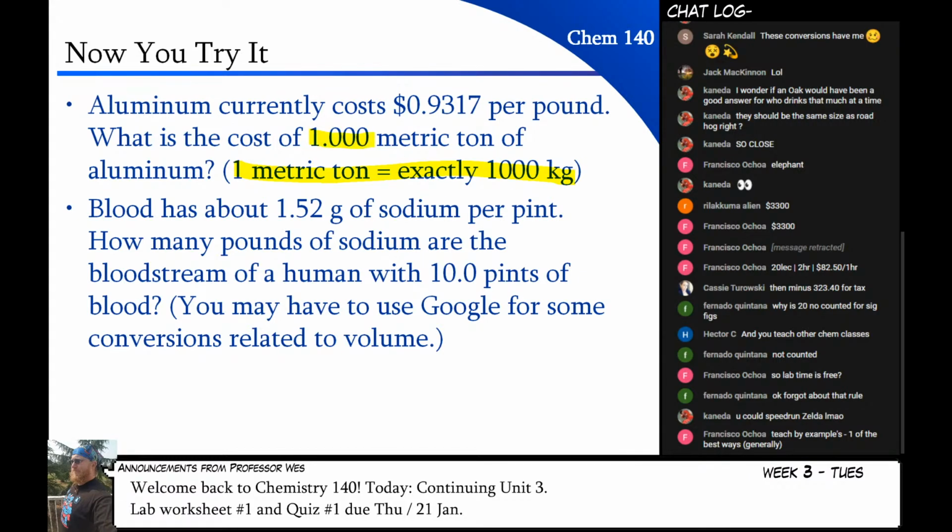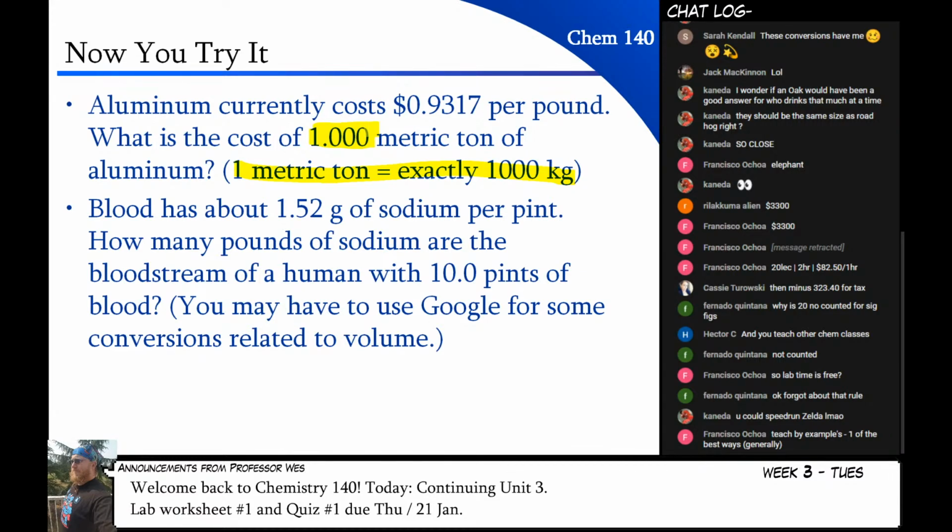But this number up here is not, okay? So just be mindful that your answer will depend on that 1.000 metric tons. Because I can't put out a blob of aluminum that weighs exactly 1 metric ton. I don't know if aluminum is measured in blobs or not. But I can certainly define what a metric ton is.